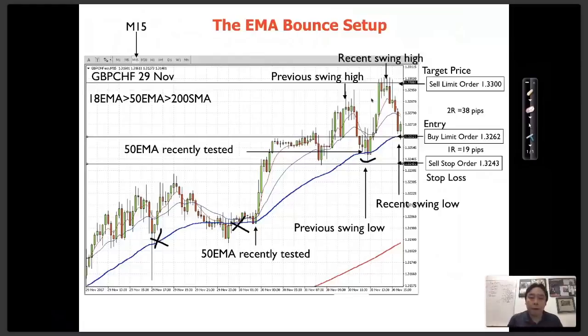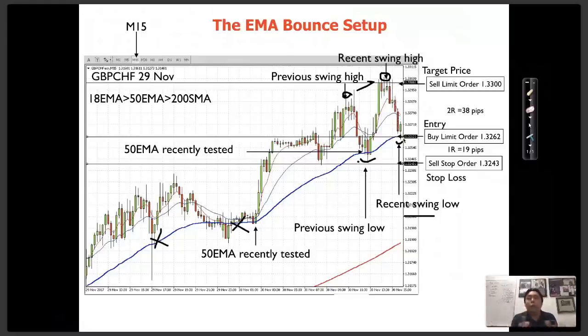Now, the next thing is I want to see a clear uptrend pattern, which means higher highs and higher lows. So this recent swing high should be higher than the previous swing high. It makes higher highs. Can you see that? And this recent swing low must be higher than the previous swing low. So you've got to have that higher high, higher low pattern. Now the price is coming down, coming down, going towards the 50.